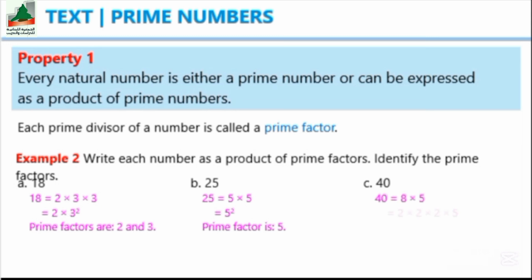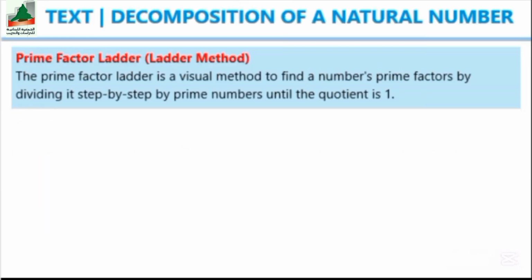40 is 8 times 5, but 8 is not a prime number, so we can decompose it into 2 times 2 times 2. So 40 is equal to 2 cubed times 5, and the prime factors of 40 are 2 and 5. Decomposition of a natural number using the ladder method.